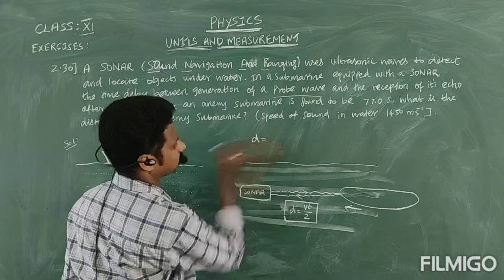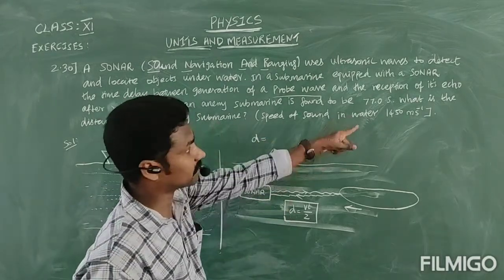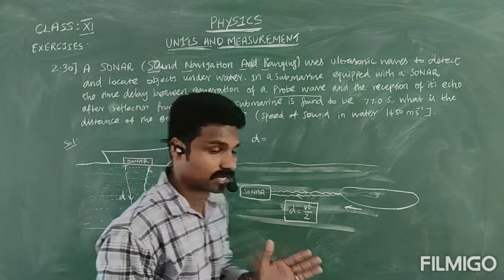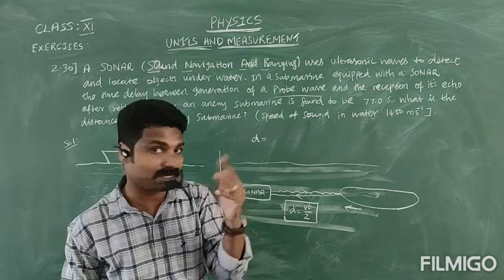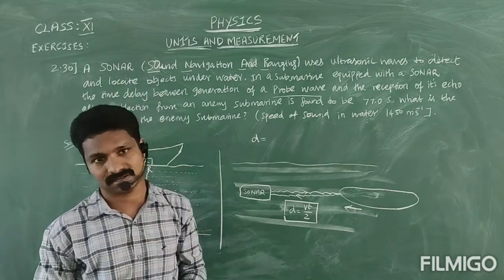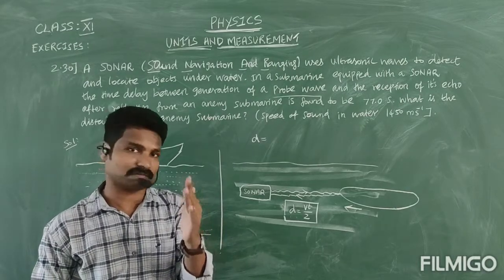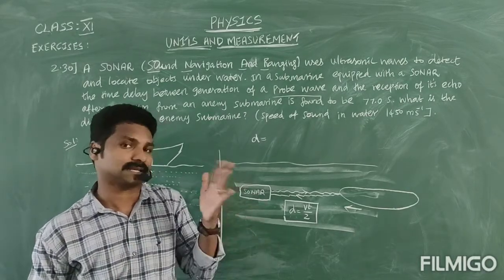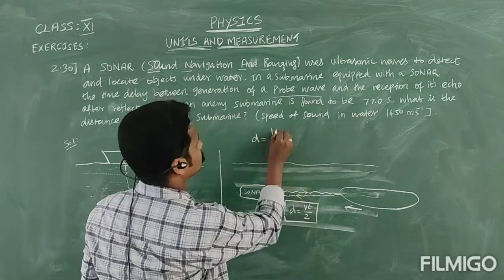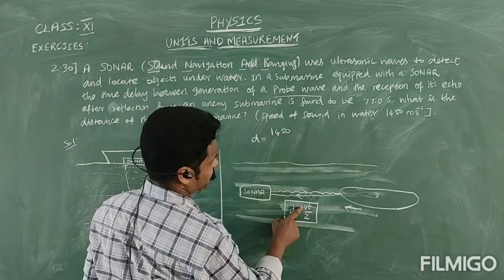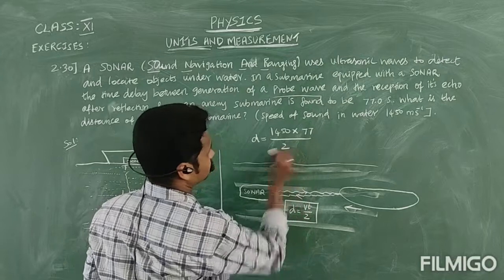So the distance is equal to velocity. So what is the speed of this sound value given in water? Okay, actually the speed of sound value when the density of the material is increasing, sound speed will be increasing. So that is you studied in lower standard. In air 330 to 340 meter per second. But in the case of water, 1450 meter per second. So that is the speed. Then into taking time is 77 seconds and divide by 2.